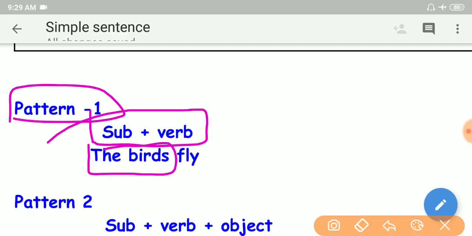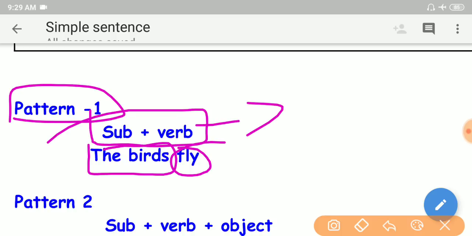For example, the birds fly. Here the birds is the subject, fly is the verb. She sings. At the same time, he goes, he plays. So like this, we can give a number of examples, my dear friends. A subject and verb alone can give complete meaning.